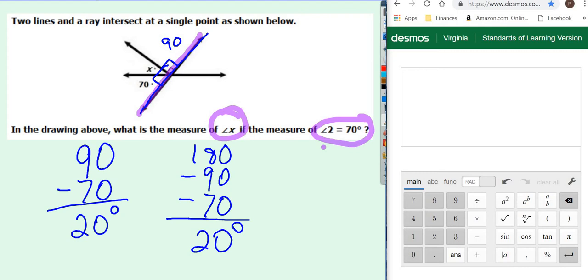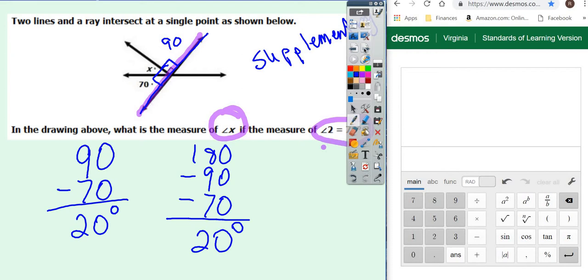So just remember, that is called supplementary. Okay, supplementary means 180 degrees. Complementary means 90, and we'll get to something like that in a second.